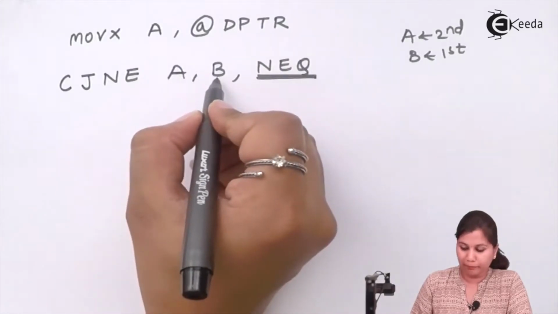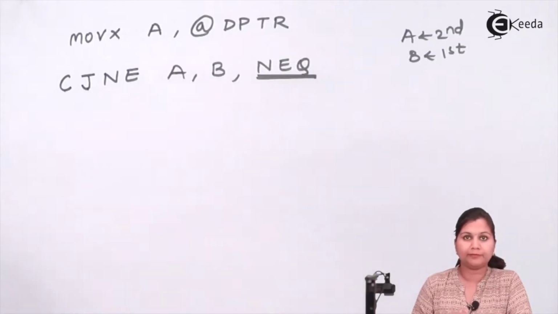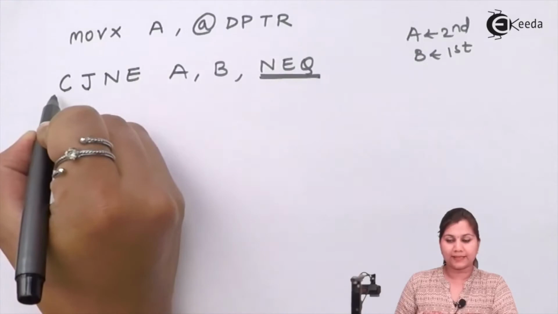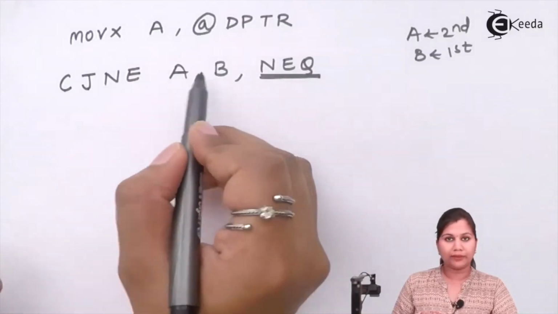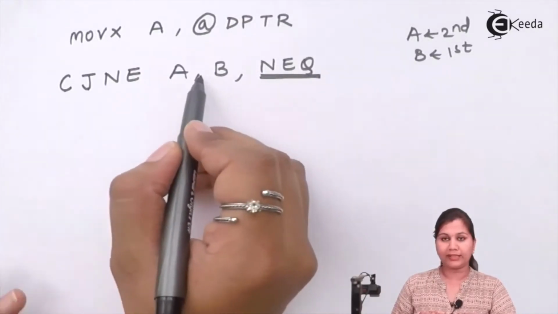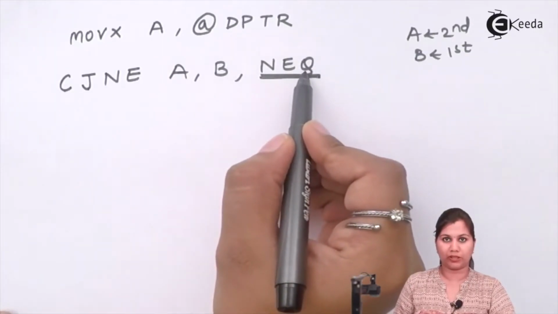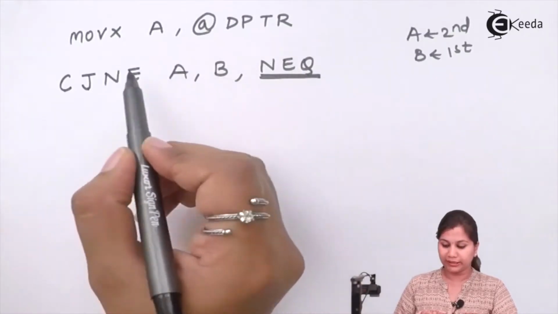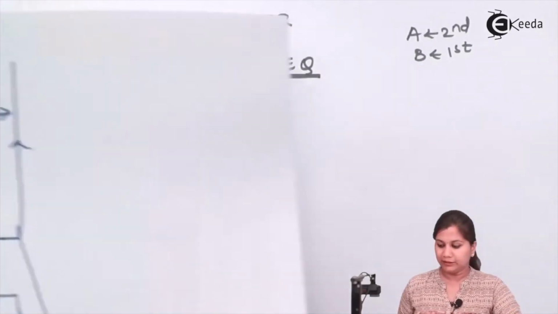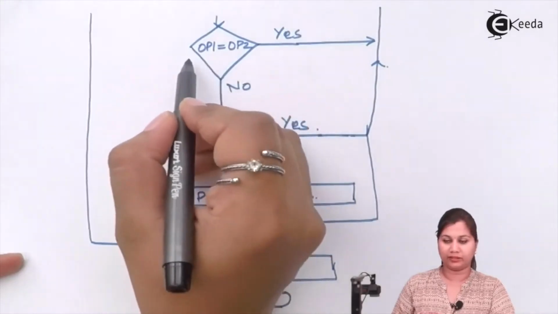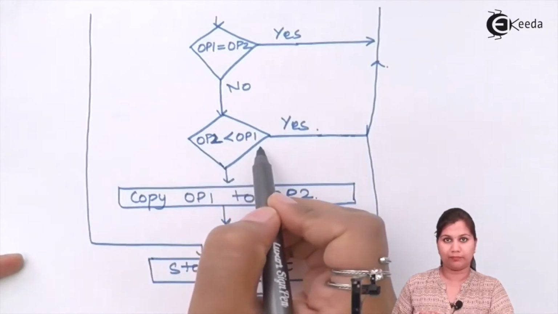A and B has to be compared, and compare and jump. C is for comparing, J is for jumping, and NE is for not equal to. So this is going to compare A and B register, and when the A and B register, they are not equal to each other, then it is going to jump to this memory location. If they are equal to each other, then it will go to the next step. Okay, and next step you can see that in the flow chart we have also compared that whether they are equal to each other. If they are not equal to each other, then it is going to jump to some memory location.